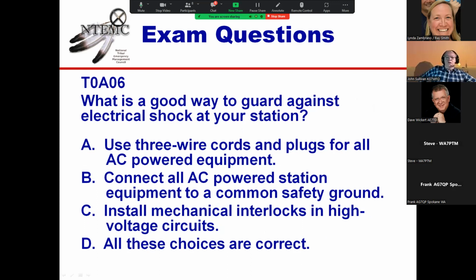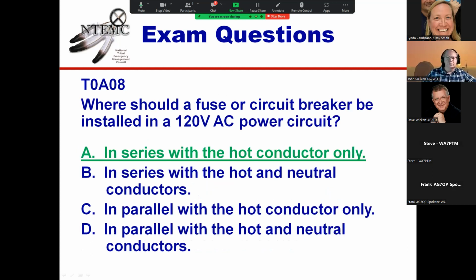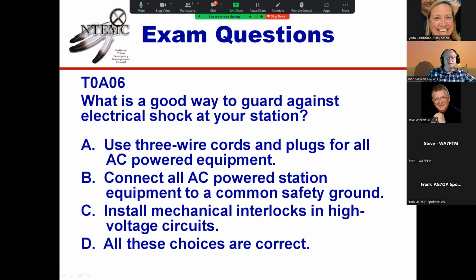Next question, what is a good way to guard against electrical shock at your station? A, use 3-wire cords and plugs for all your AC powered equipment. Well, we always want to do that. You saw that illustration of the grounding. We had the 3-prong outlets as part of the system.